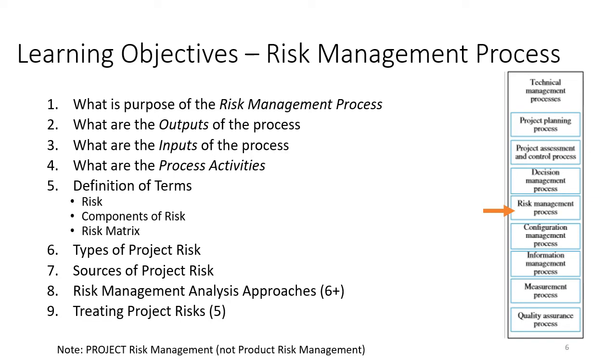So the learning objectives for the risk management process are, number 1, to establish the purpose of the risk management process, and then 2, 3, and 4 are the outputs, inputs, and process activities. The remaining 5 through 9 are a definition of terms, and also information or knowledge about the types of project risk that can occur, the sources of project risk, risk management analysis approaches, how to go about identifying risk in project plans, and then how to treat project risks.